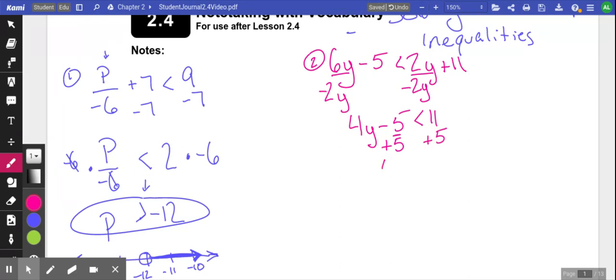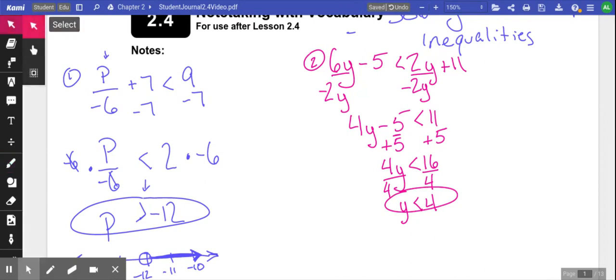All right, I end up with 4y is less than 16. I'm multiplying here by 4, so I'm going to divide here by 4, divide by 4. And we know since it's a positive 4, not a negative 4, we're not going to change our sign. So we're just left here with y is less than 4. Okay, that's the final answer.